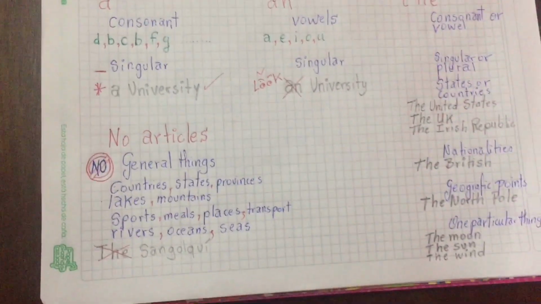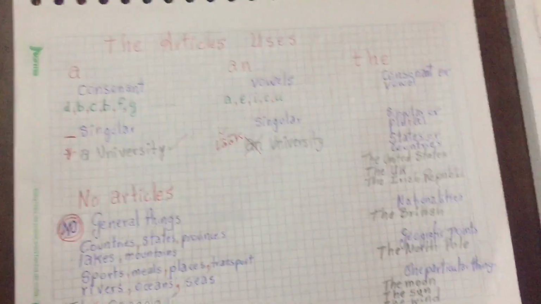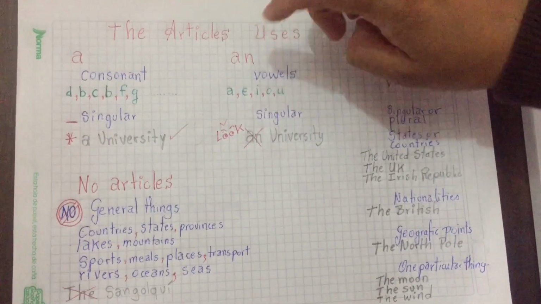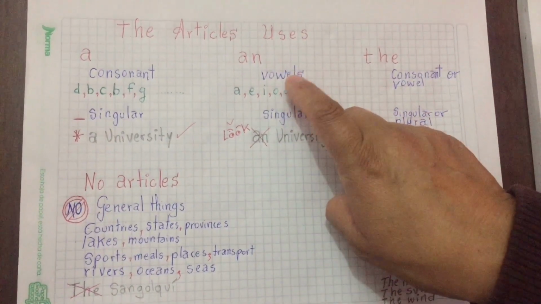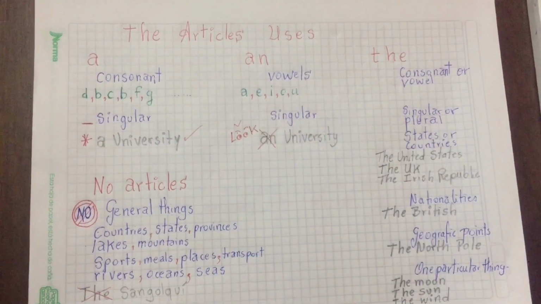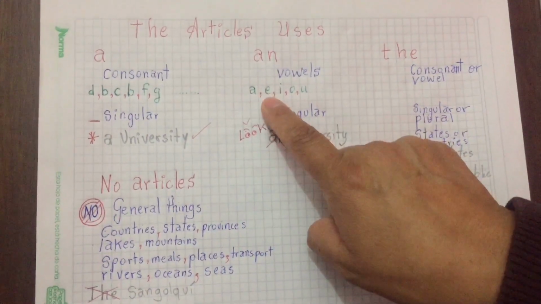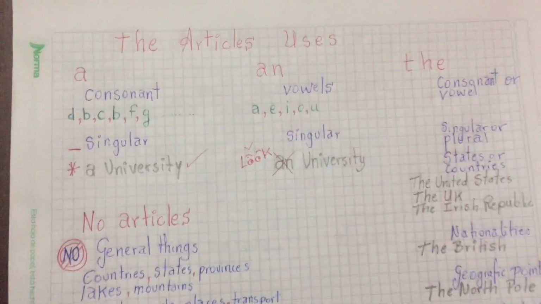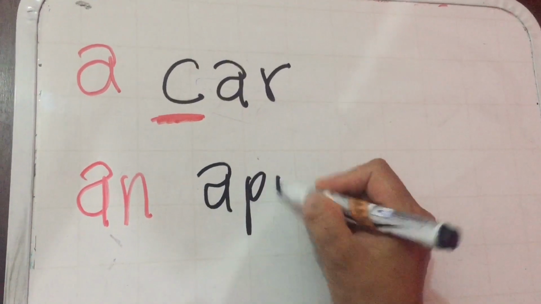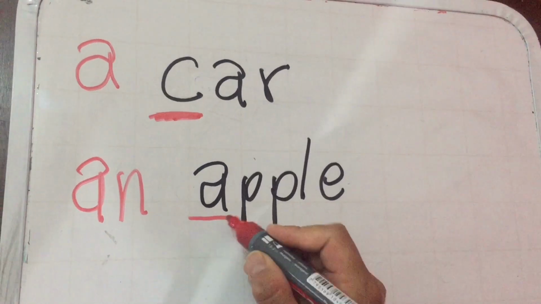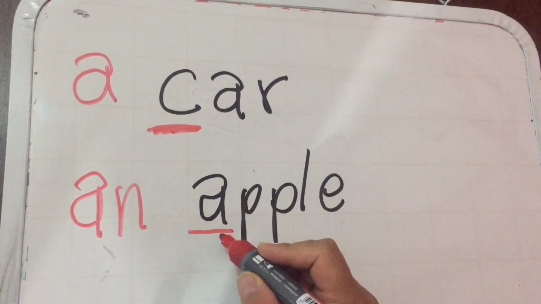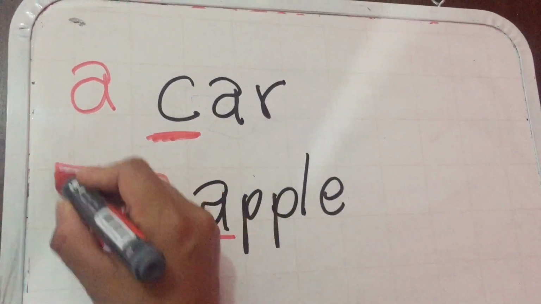Here we have another example, with an. So what is the difference between a and an? You have to use an with vowel words, which start with A, E, I, O, or U. For example, you say an apple. This word starts with a vowel letter, so you have to use an.